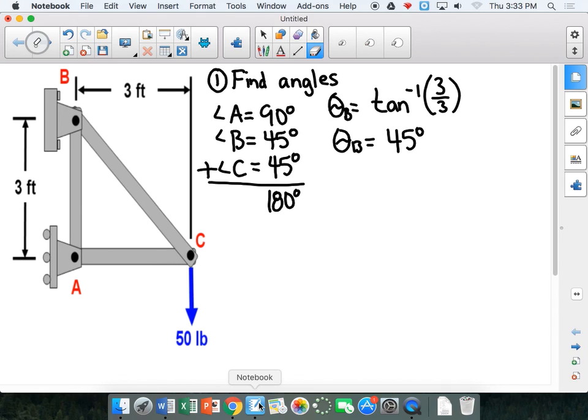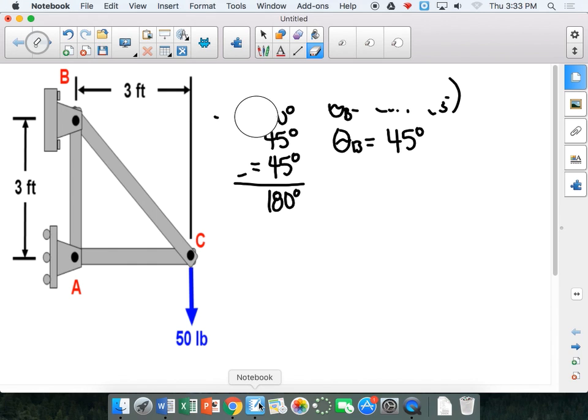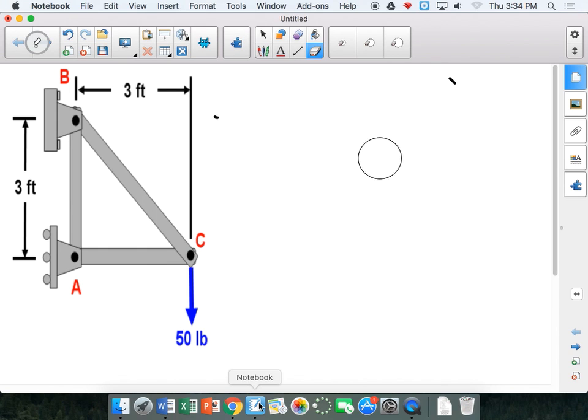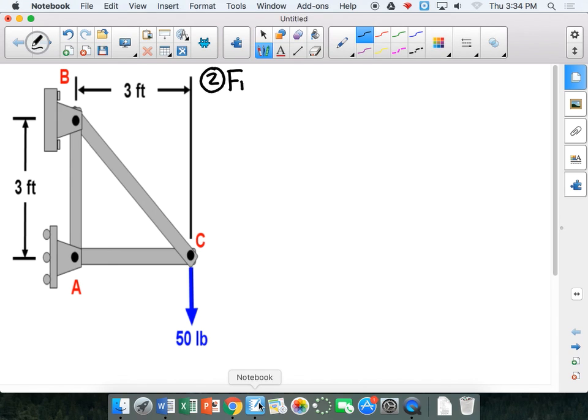So once we have found our angles, and at this point, if you want to stop the video and then do the angles for number 5, that might be helpful. And then we'll go on to the next step. The second step is to find your outside forces, applied and reactionary forces. So we're going to find all of our outside forces.